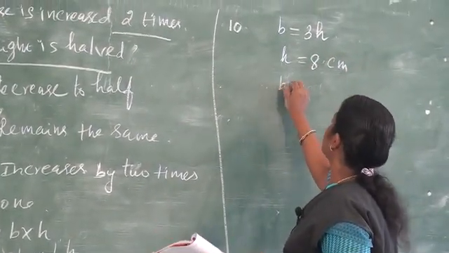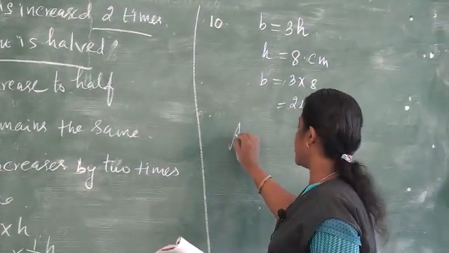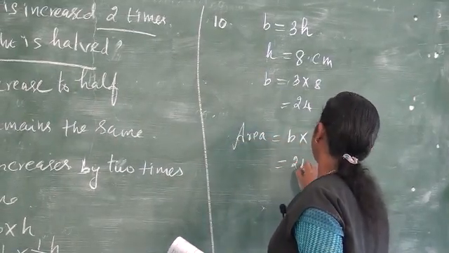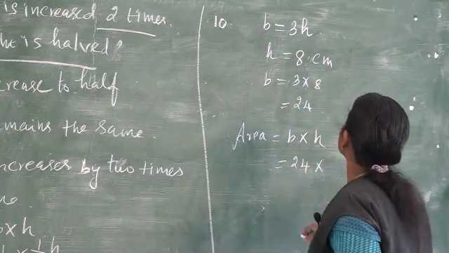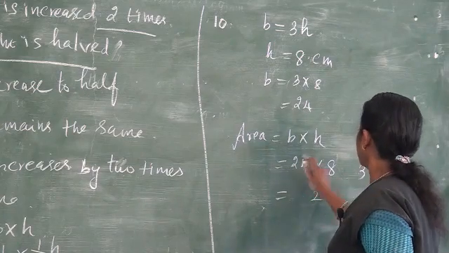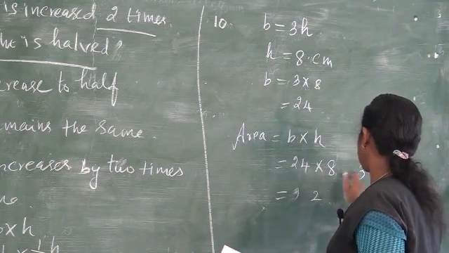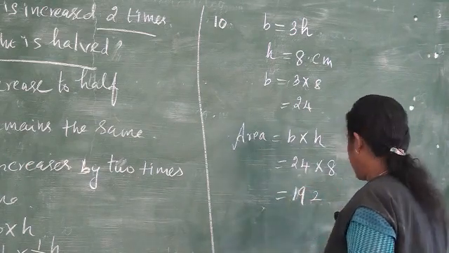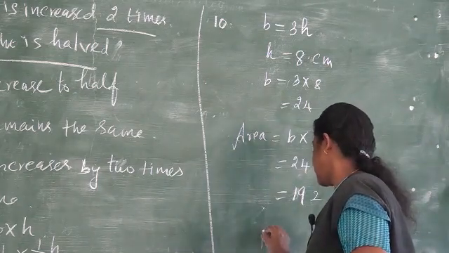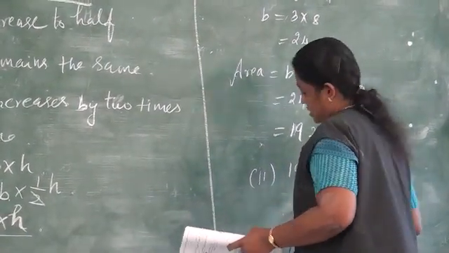So what is the base now? 3 into 8, that is equal to 24. What is the area now? B into H. B is 24 and height is 8. 4 8s are 32, 3, 2 8s are 16 plus 3, 19. 192 square centimeter. What is the option given to us? The second option is the answer, 192 square centimeter.